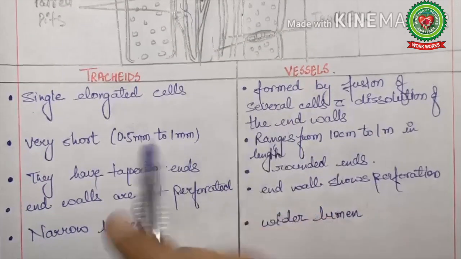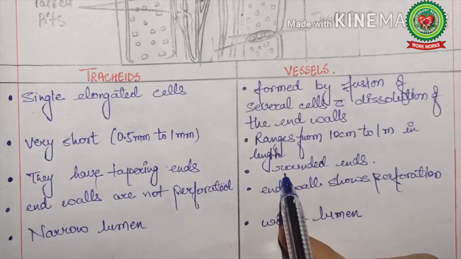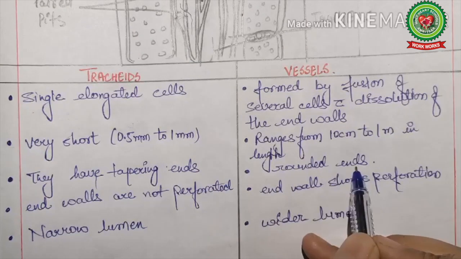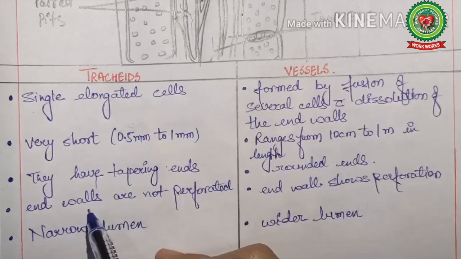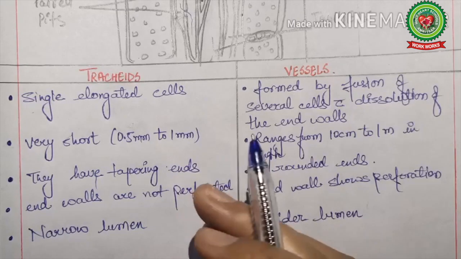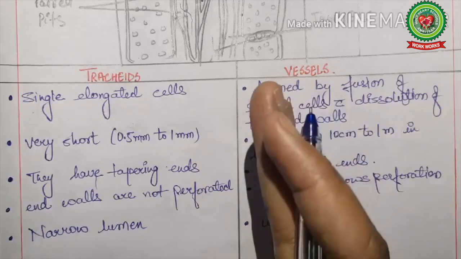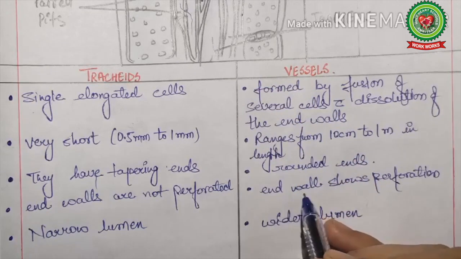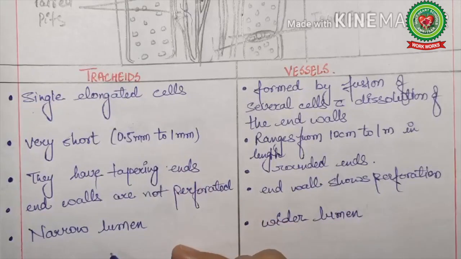Then tracheids have tapering ends, we have already seen, but vessels have rounded ends. In case of tracheids, end walls are not perforated. There are no pores on end walls. Tracheids are not joined end to end. They are joined sidewise. In vessels, the end wall shows perforation. In case of tracheids, lumen is narrow, while in case of vessels, lumen is wider.